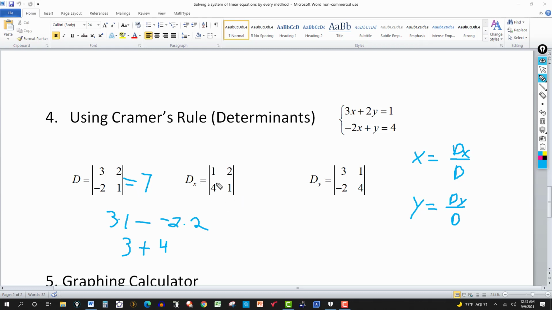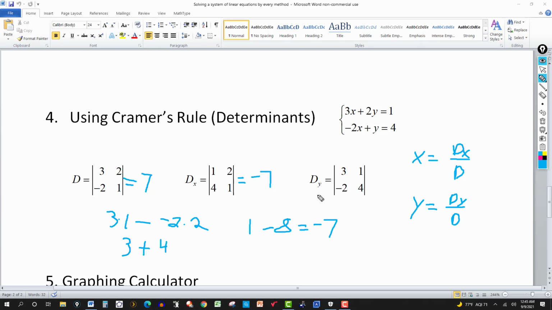Now, d sub x, we do the same sort of thing. Cross multiply here. So 1 times 1 is 1 minus this product, 4 times 2. That's 8. 1 minus 8 is negative 7. So this is negative 7.